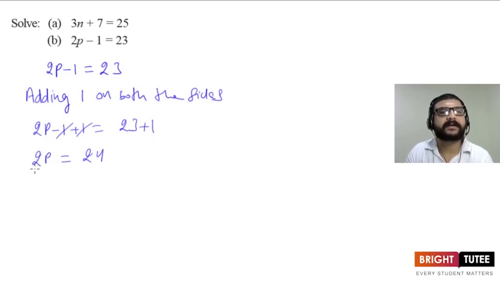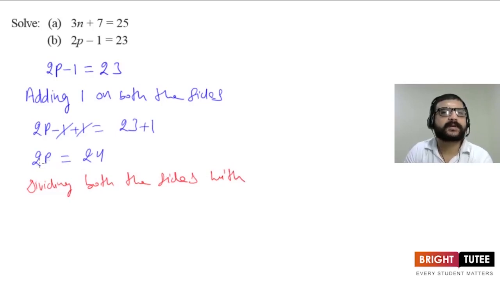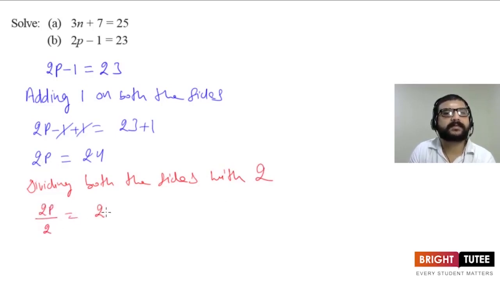For that we have to get rid of this 2 which is multiplied with p here. How can we do that? By dividing both the sides by the same number. And what should that number be? That number will be 2, because we have to get rid of this 2. So we will get 2p divided by 2 is equal to 24 divided by 2.